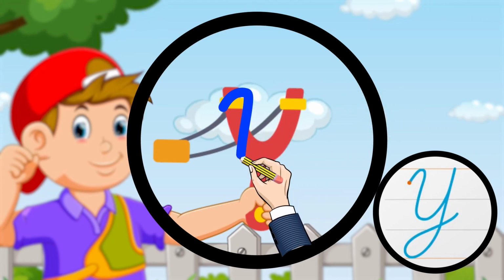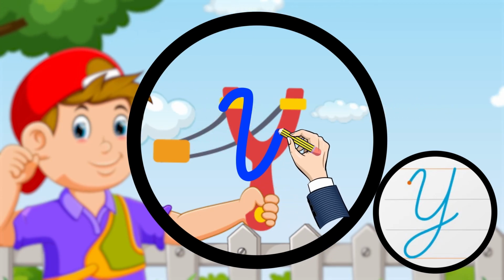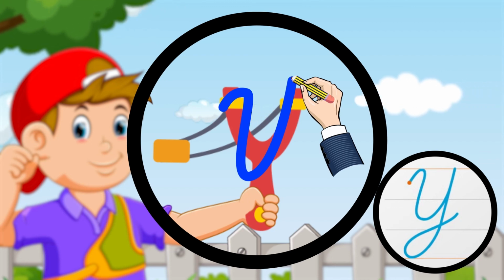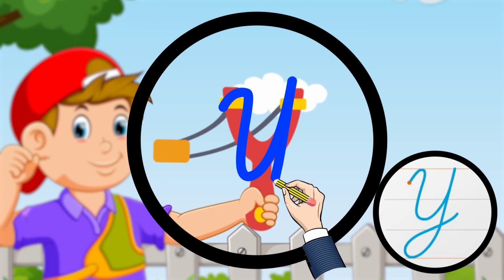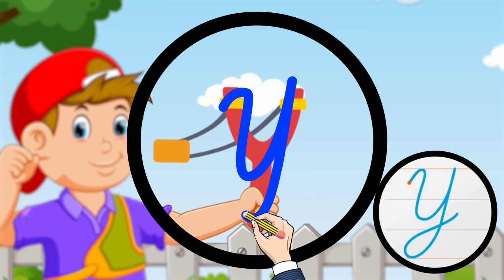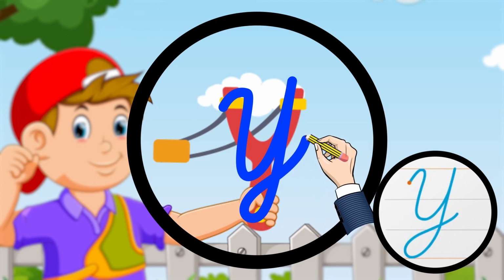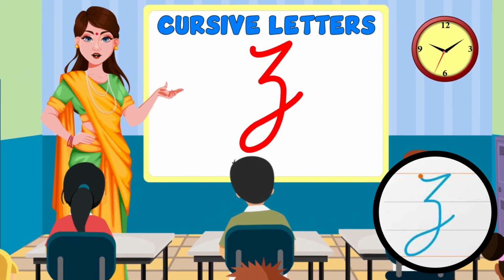We will go along the curve like this. Go back up with the curve like this. And then we will draw a downward standing line to the bottom of the slingshot and curve up the handle like this. And here we have it, the cursive capital letter Y.